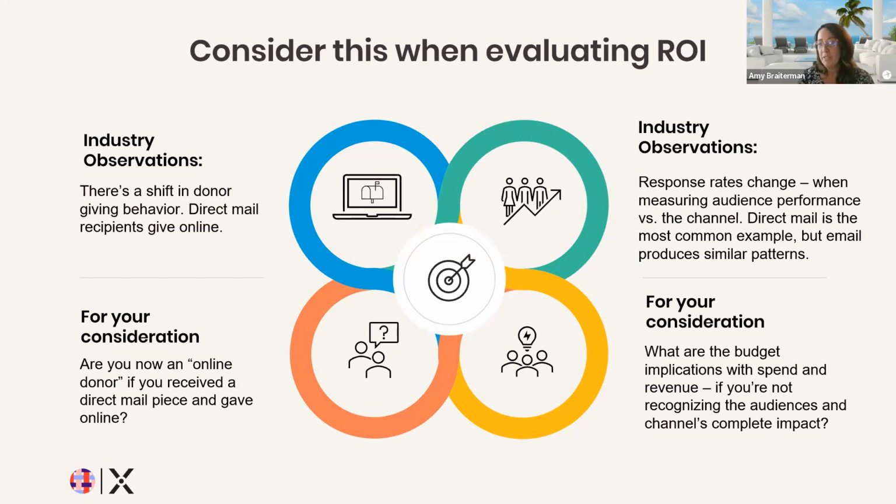A second observation is that you really get to see a change in response rate when you start measuring the audience versus the channel. Within direct mail, it's really common to only look at people who wrote checks. You get a direct mail piece, you send in your check, it goes through all the processing and caging, and there you go, those are your results. But what about those donors who are giving online? I've always thought it was kind of bizarre how they don't count in your results, but they should.